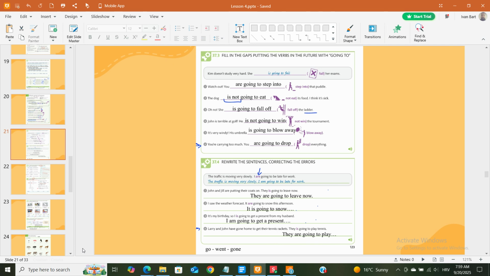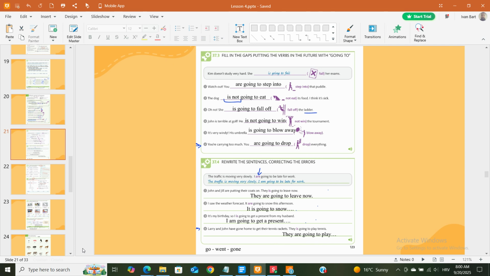The dog. Oh no. She. John is terrible at golf. He is not going to win. Not eat. It's food. I think it's sick. Fall off. The ladder. Not win. The tournament. It's very windy. His umbrella is going to blow away. Blow away. You're carrying too much. You are going to drop everything.